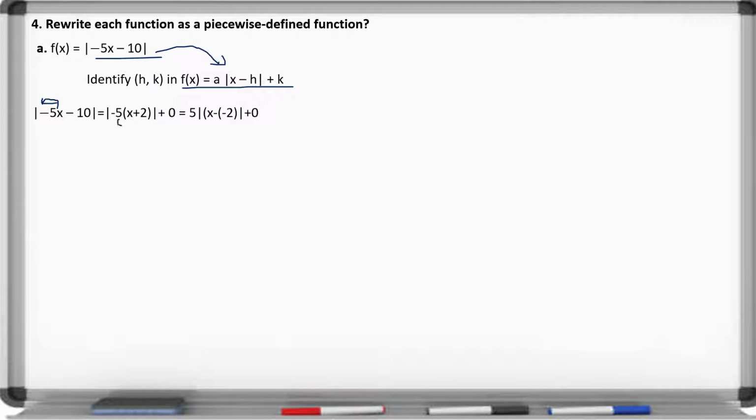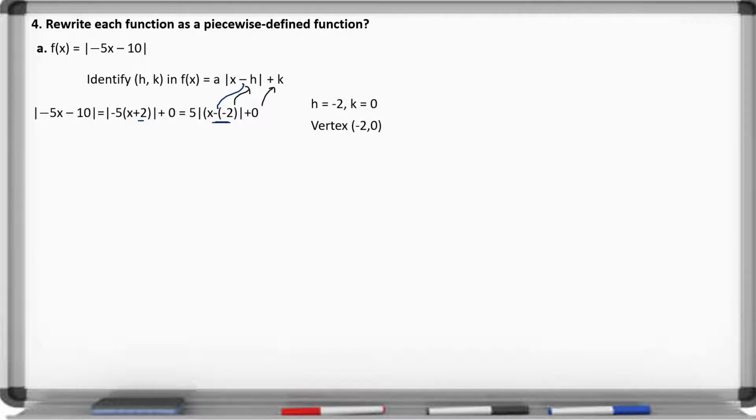Again, if you're struggling with this, remember that if you distribute the negative 5, you should get back to the original. All right, so notice I also added the plus 0 on the outside. That's because I know that there's nothing on the outside, and I've got to match it with k. Then I rewrote plus 2 as minus negative 2, because now the minus is matched here, so that means h has to be negative 2 and k has to be 0. So those are my two coordinates, so my vertex is negative 2, 0.